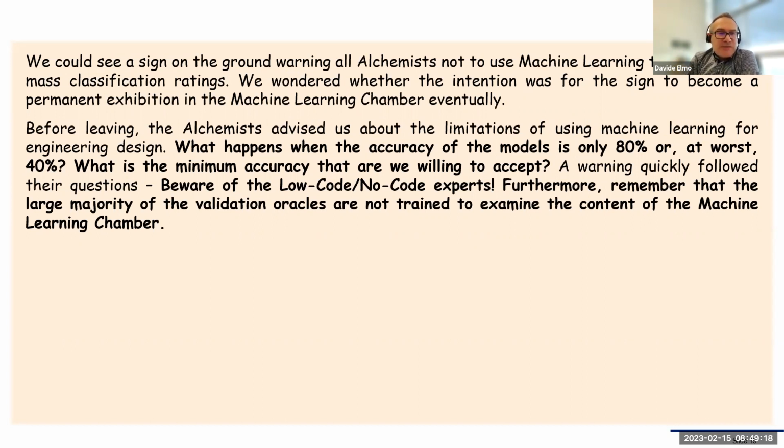Before leaving, the alchemists advised us about the limitations of using machine learning for engineering design. What happens when the accuracy of the model is only 80%, or 40%? What is the minimum accuracy that we are willing to accept? And a warning quickly followed their questions. Beware of the low-code, no-code experts. Furthermore, remember that the large majority of validation oracles are not trained to examine the content of the machine learning chamber.